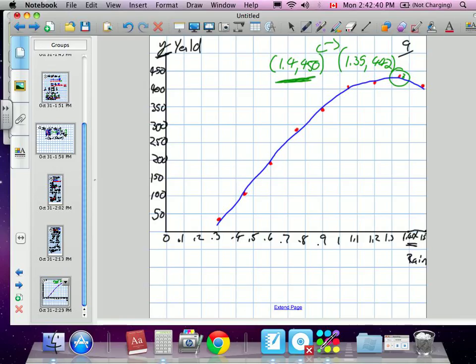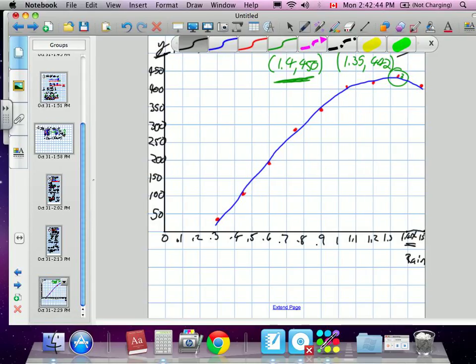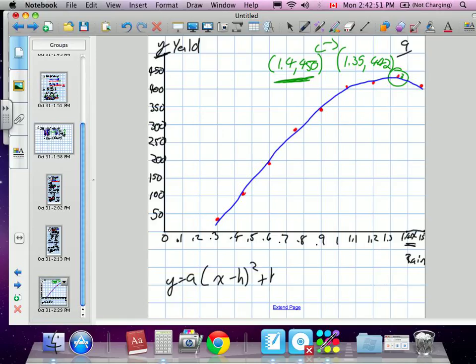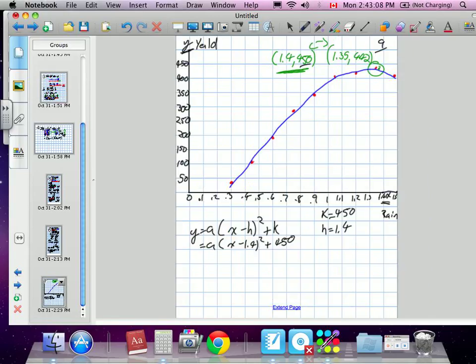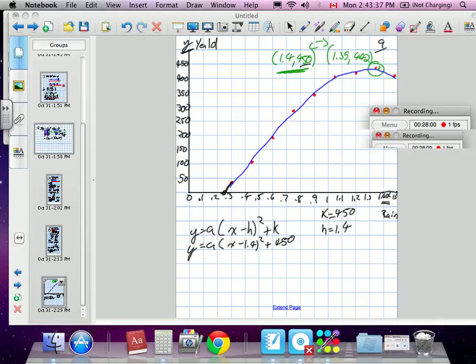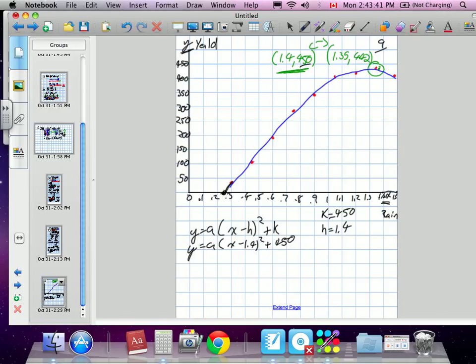So that's now our vertex when we go to put it in vertex form. We have y equals a(x minus h) squared plus k. Our k value is 450. And our h value is 1.4. When we go to plug it in the graph, we get a(x minus 1.4) squared plus 450. And now for another point, I'm going to estimate where the x-intercept is. So we've estimated our x-intercept to be 2.5 and 0. So that's our x and our y value.